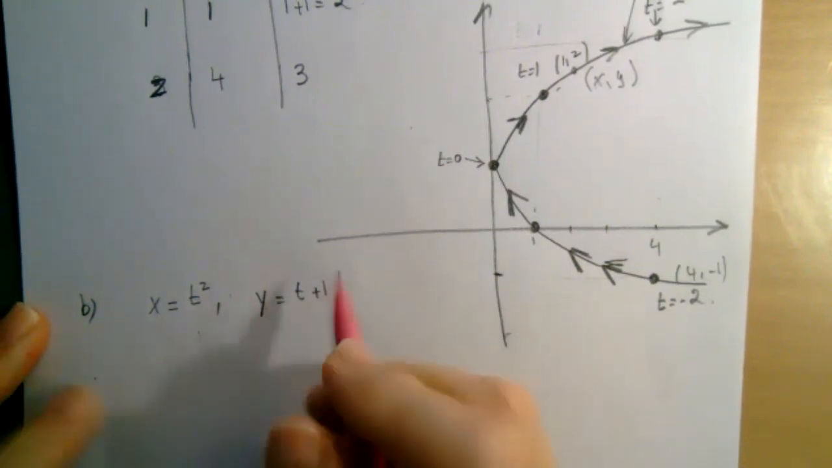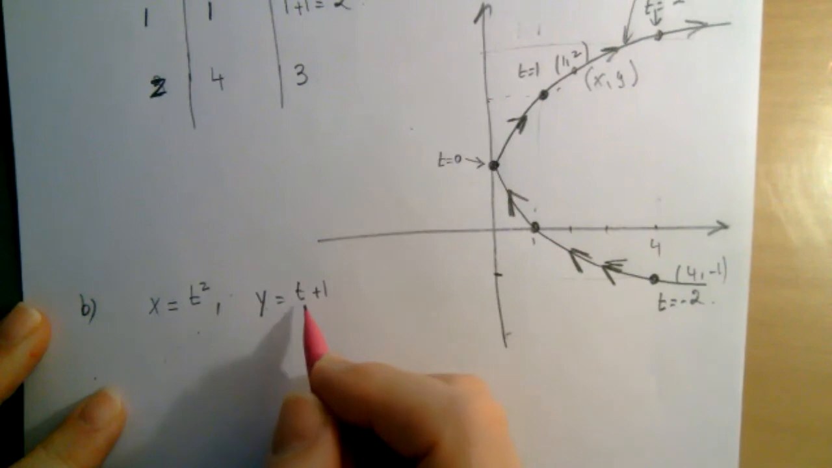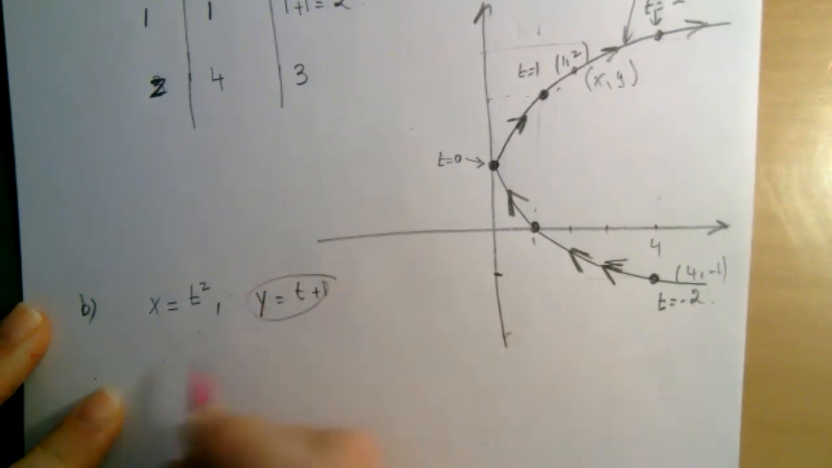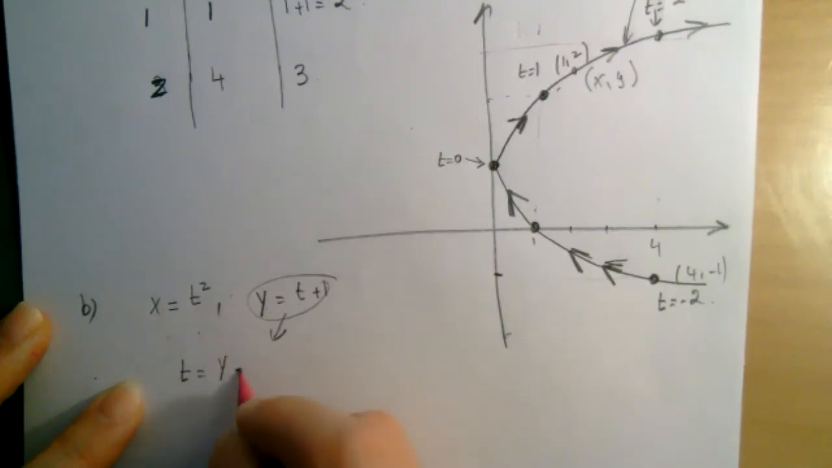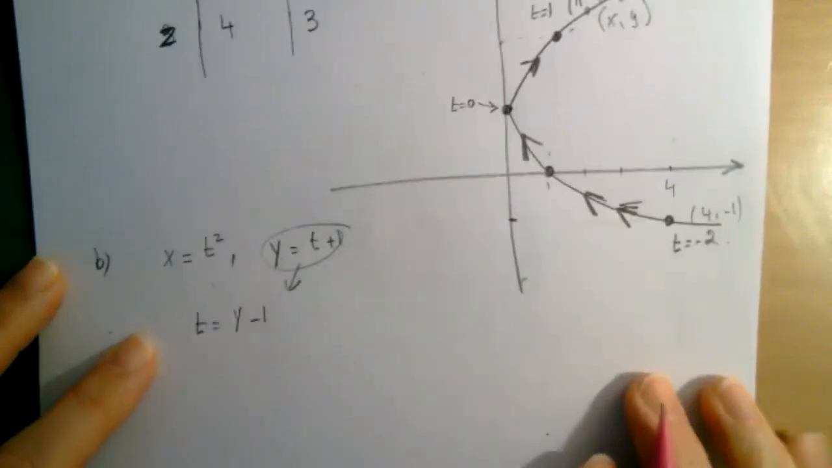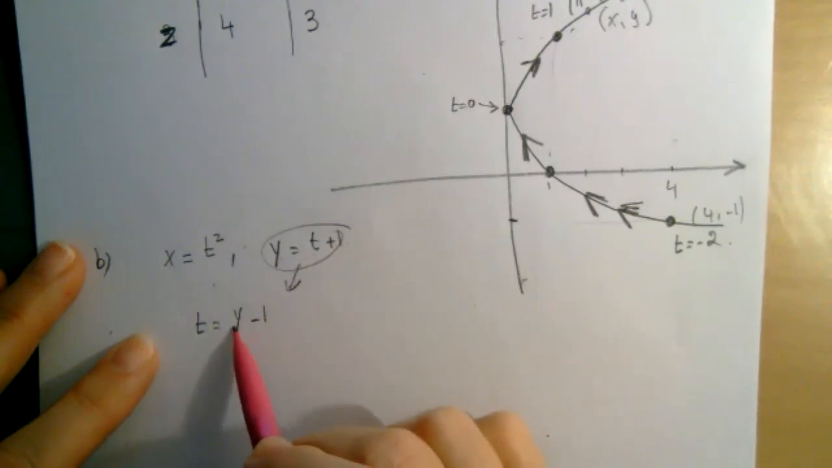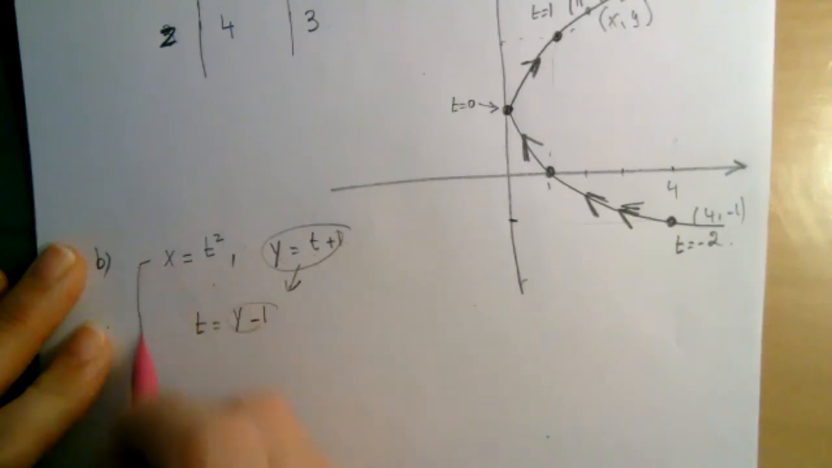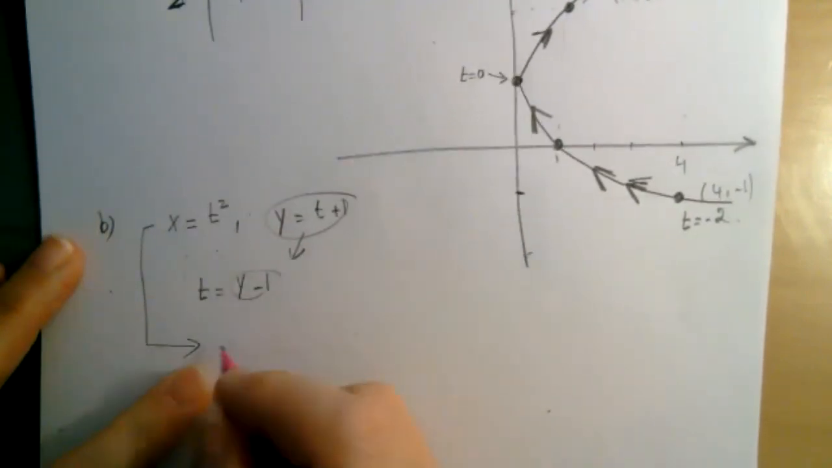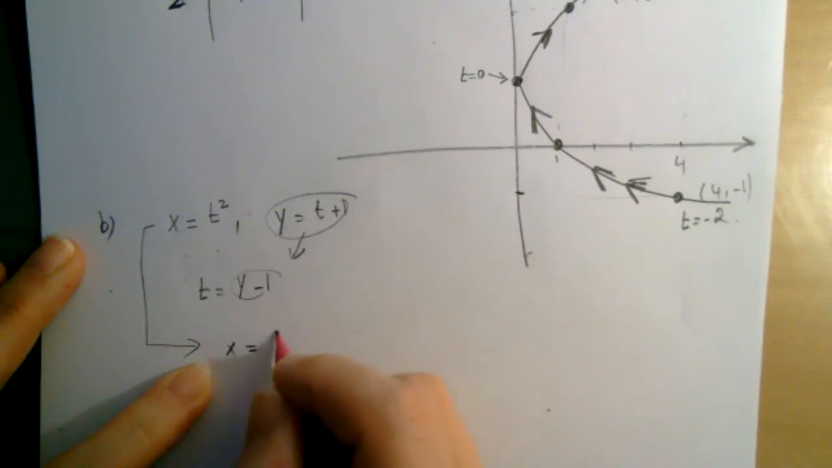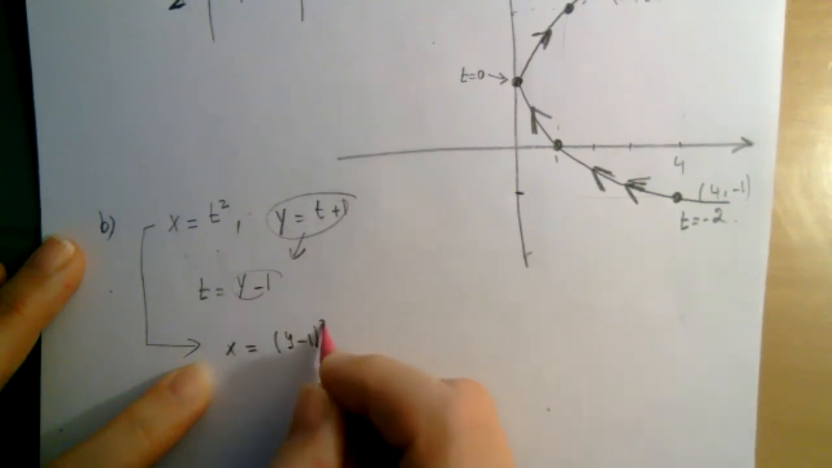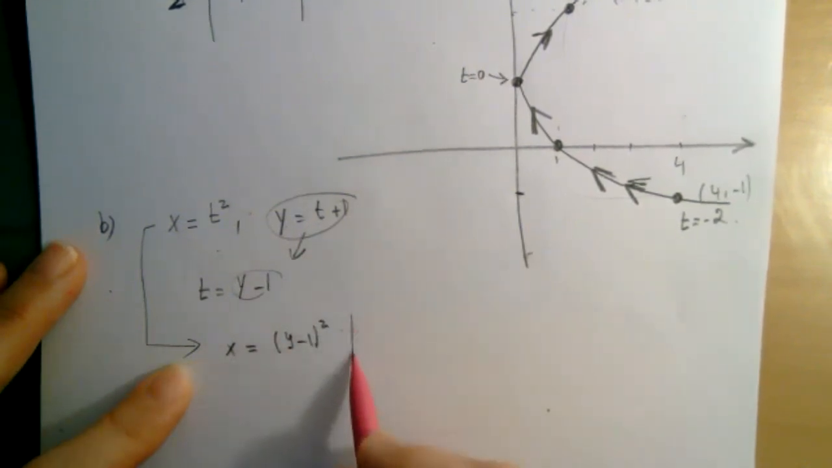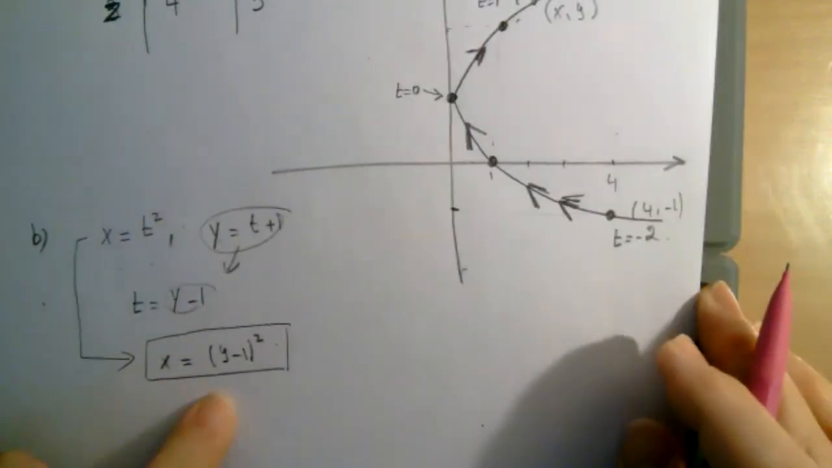And now the idea is, no matter what t is, I'm going to solve for it here. t is always y minus 1. So I will eliminate t from here, and then say, no matter what t is, it's always y minus 1. So I will plug it back into x. Means x is y minus 1 squared. Means for every moment in time, that's the equation that's going to relate the x and the y.